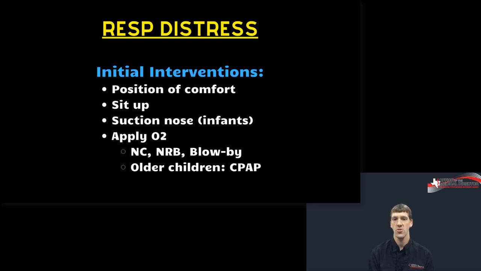And then also start applying the maximal oxygen you can to that patient. Maybe that's a nasal cannula, maybe that's a non-rebreather, or it may be blow-by. We understand that pediatric patients are not going to tolerate having a mask slapped on them as well as many of our adult patients. For your older children that fit on CPAP, consider that as an option as well. But obviously, for our smaller children, that mask is not going to fit.